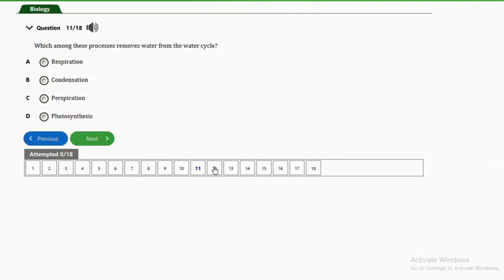So guys, let's look at the next question. That's question number 11. The question says, which among these processes removes water from the water cycle? We have A. Respiration, B. Condensation, C. Perspiration, and D. Photosynthesis. So guys, the correct answer to this question is option D, and that's photosynthesis.